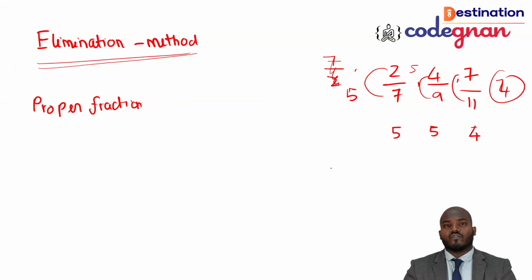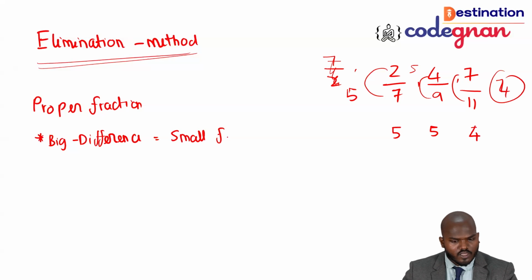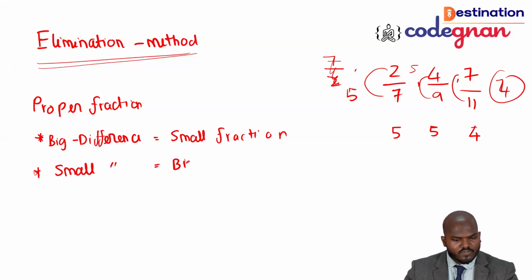This one is giving 4 as the difference here. So now if I'm asking what is the biggest fraction here, I am able to get it. According to the proper fraction, if it is generating the biggest difference, that one we can call the smallest fraction. And if you're getting the smallest difference, we will get the biggest fraction.